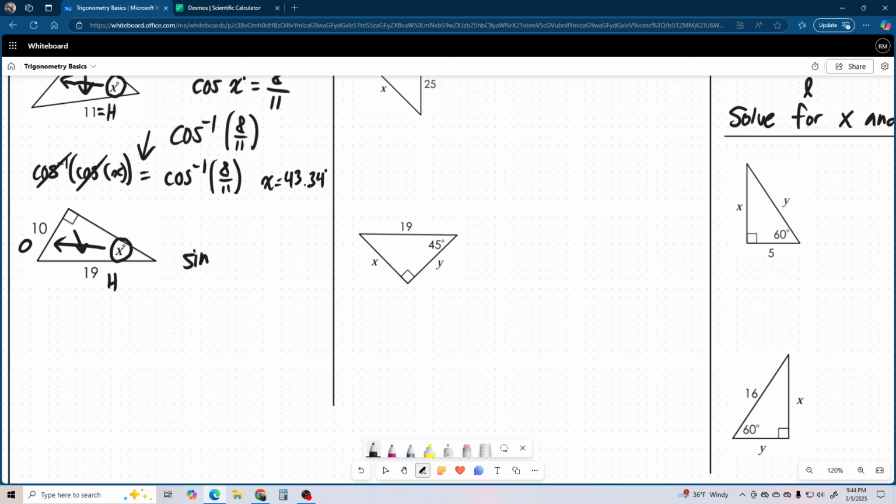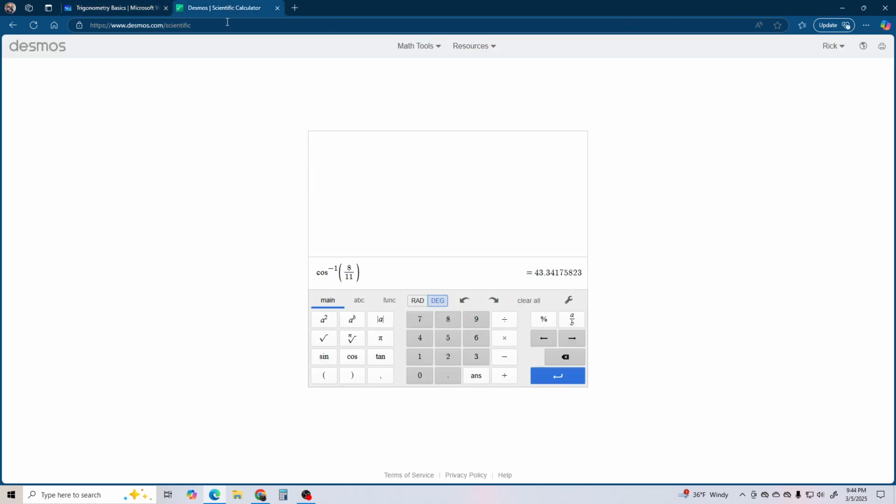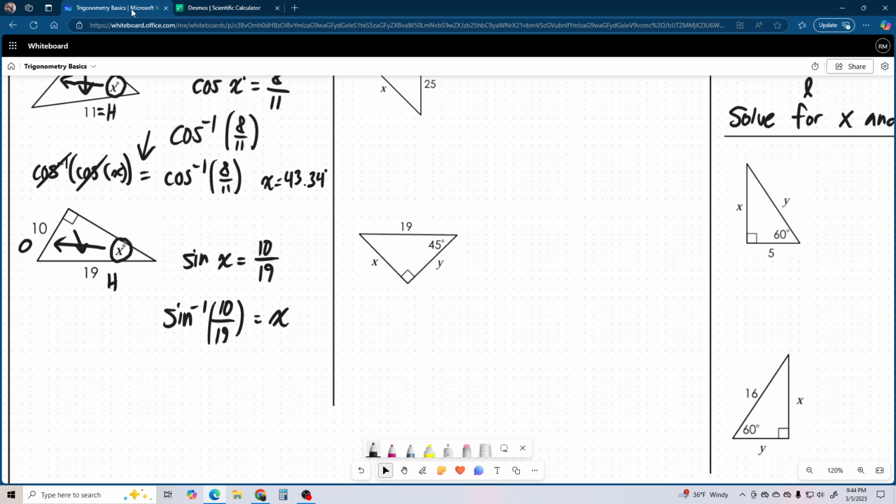So we are going to say the sine of our x value equals our opposite, which is 10, over our hypotenuse, which is 19. And now in order to get rid of the sine, we have to take the inverse sine of both sides. So the inverse sine of 10 over 19 is going to equal x. And now we can put that in our calculator. So 10 divided by 19 gives us 31.76, let's say.